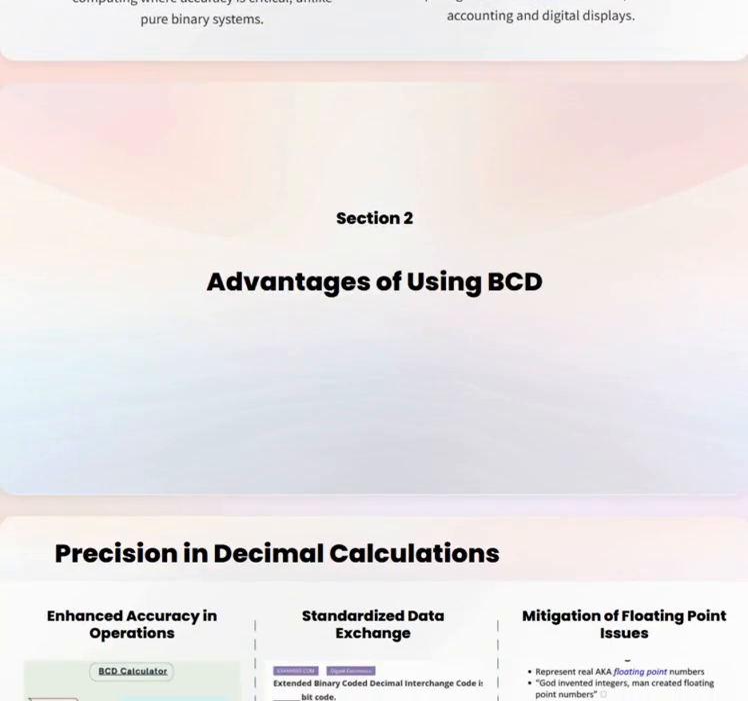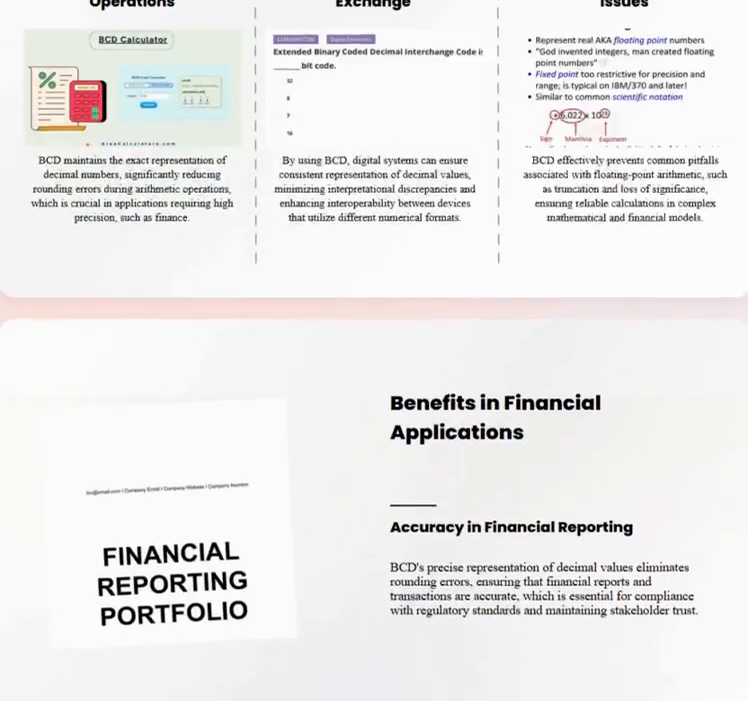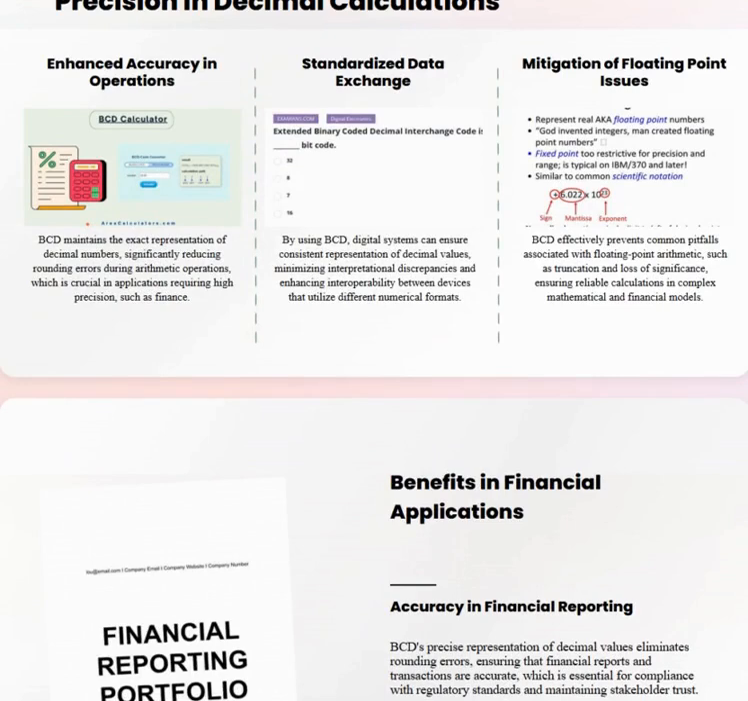So moving on, I'm going to talk about the advantages of using BCD. The first one is precision in decimal calculations. By accomplishing this, it will enhance accuracy in operations, standardized data exchange, and also mitigation of floating point issues. BCD maintains the exact representation of decimal numbers, which reduces rounding errors during arithmetic operations, which is crucial in applications that require very high precision, such as finance.